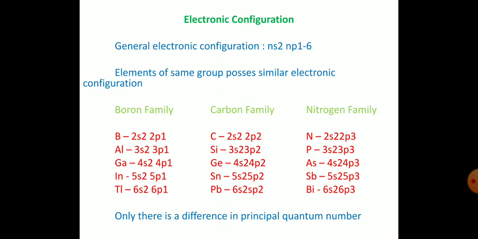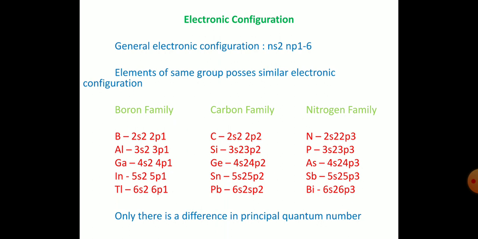Okay, dear students, the general electronic configuration of P block elements is ns2 np1-6. 1 to 6 means certain elements will have one electron in the p orbital, whereas some other element will have two electrons in the p orbital. So a particular element will have ns2 np1, then the other will have ns2 np2, then the other will have ns2 np3, and so on up to p6 they can have the electronic configuration.